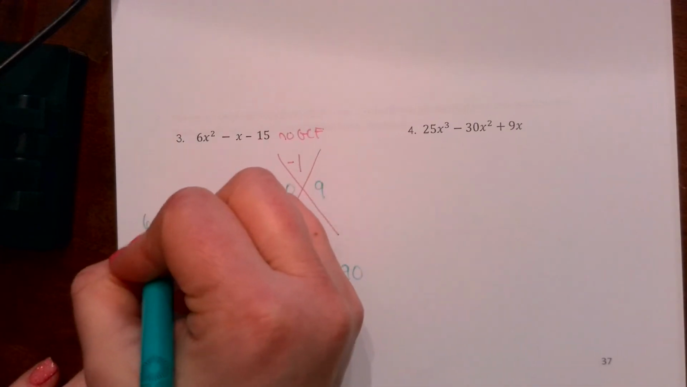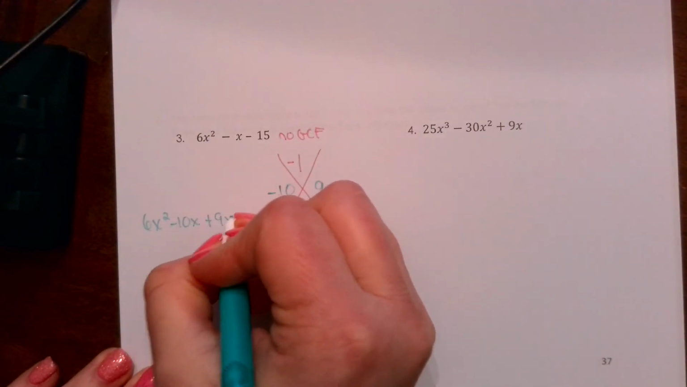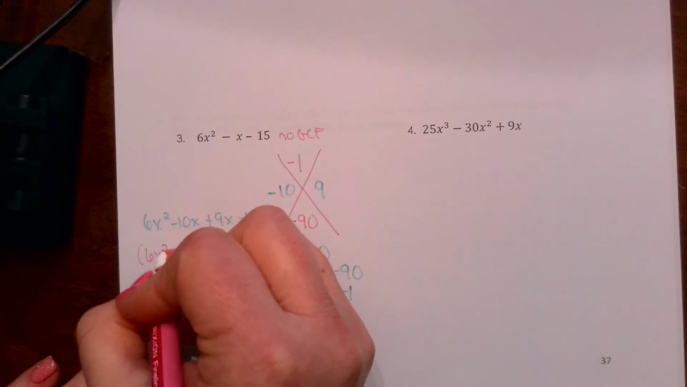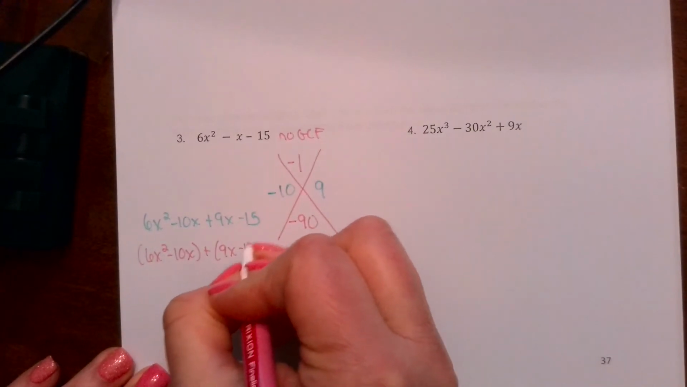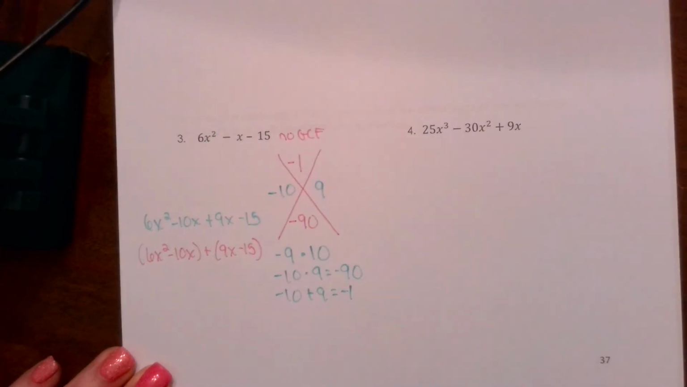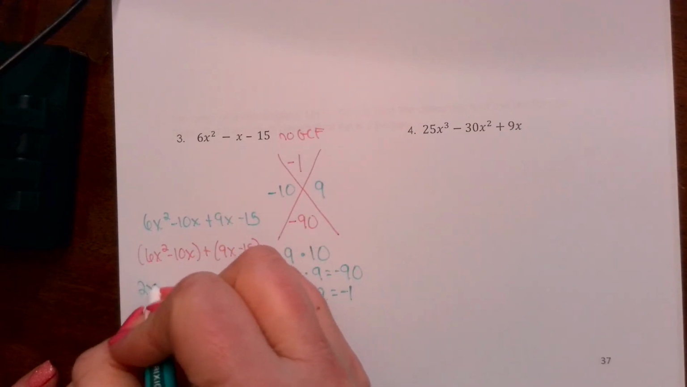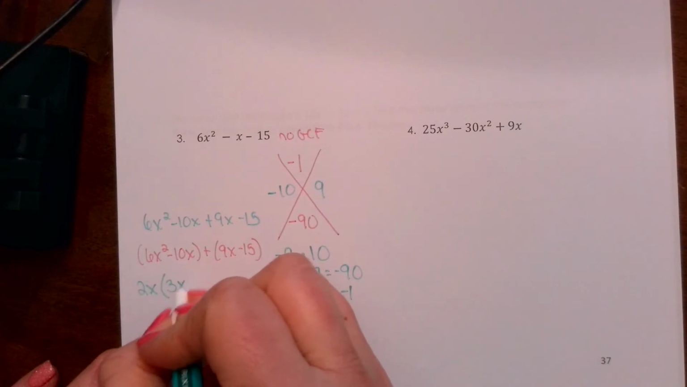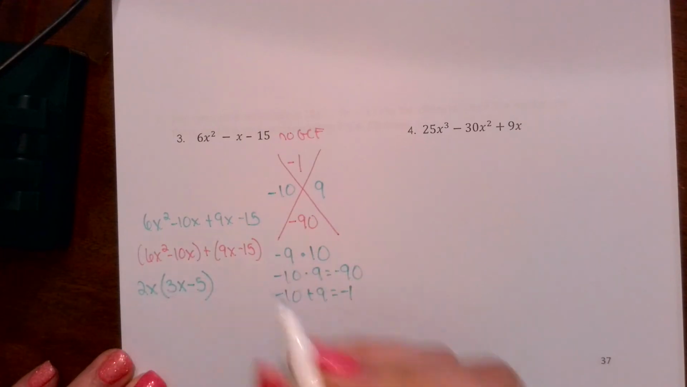So I've got 6x squared minus 10x plus 9x minus 15. I'm going to pair this up. So I have 6x squared minus 10x plus 9x minus 15. Time to take out greatest common factors. 2 is going to be the greatest number, and I'm going to take 2x. 6 divided by 2 is 3. 2 minus 1, x. Negative 10 divided by 2 is minus 5. And 1 minus 1 is 0.